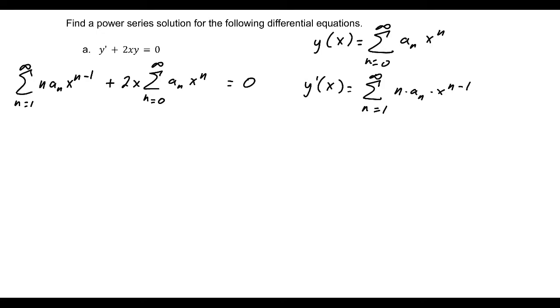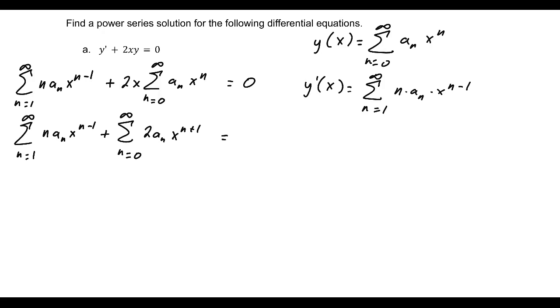First, we'll multiply the coefficient on our second sum into the summand. So this will be the sum from n equals 1 to infinity of n times a sub n times x to the n minus 1 end exponent, plus the sum from n equals 0 to infinity of 2a sub n times x to the n plus 1 end exponent, and that will equal 0.